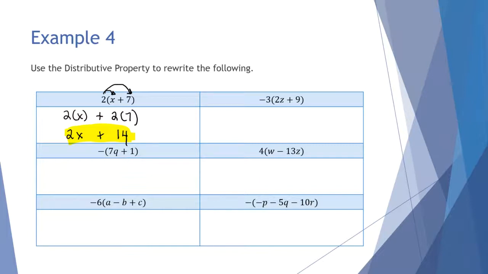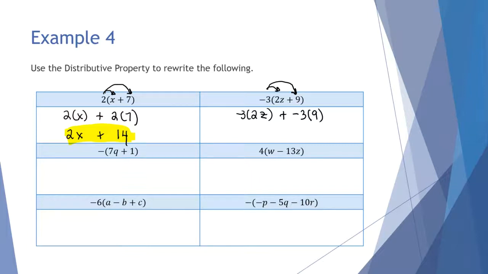So it's the same idea on the top right here. I have a -3 and then in parentheses 2z plus 9. So I need to multiply everything inside the parentheses by that -3. So first I do -3 times 2z. And then I have an addition sign. Then I have to take that -3 and multiply it by 9. So both the 2z and the 9 got multiplied by -3.